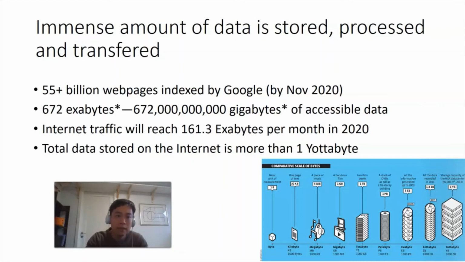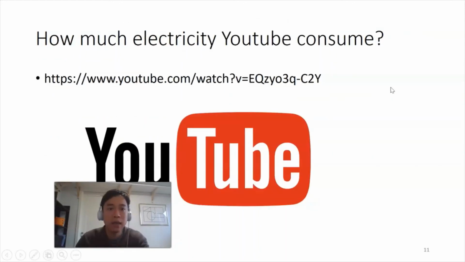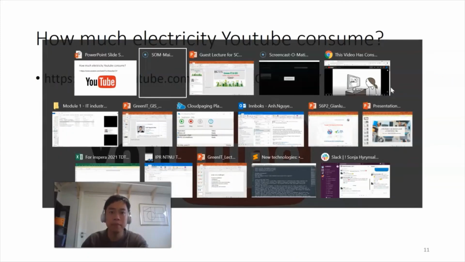And the data traffic via the internet is also a huge number, showing that we reached 161 exabytes per month in 2020. And let's see how much electricity a YouTube consumer actually consumes when watching YouTube.